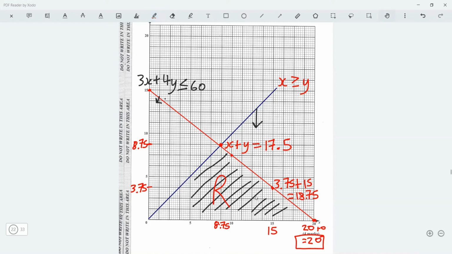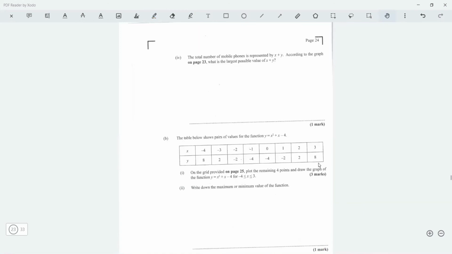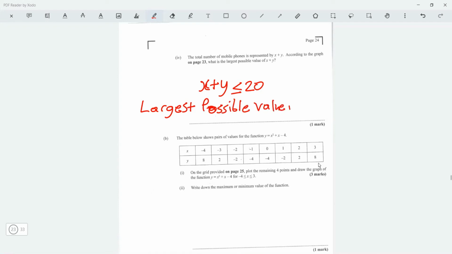The largest possible value is 20. So now we can write it down. By looking at it, the largest possible value is 20. So x plus y has to be less than or equal to the largest possible value, which is 20. That's your answer. Nice.